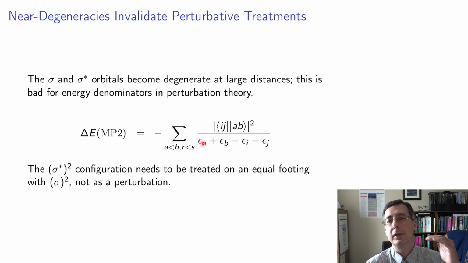And we started to see the beginning of that on the previous slide for BH, and if we were to keep going to larger distances, it would keep crashing down. So I really can't treat the sigma star squared electron configuration as a small perturbation, which is the assumption of perturbation theory. It's equally important as the sigma squared configuration.